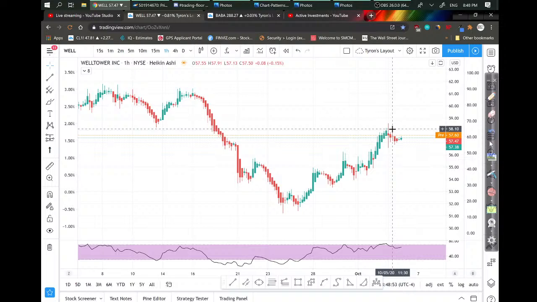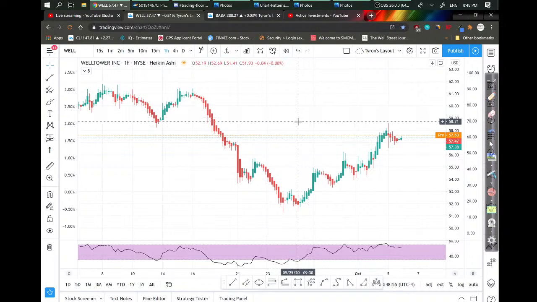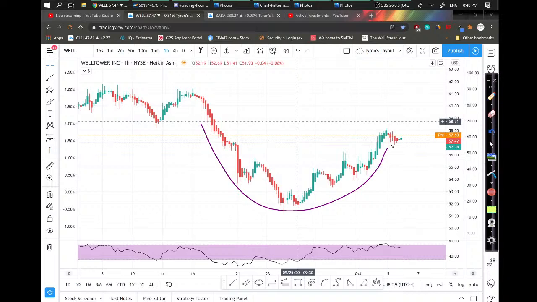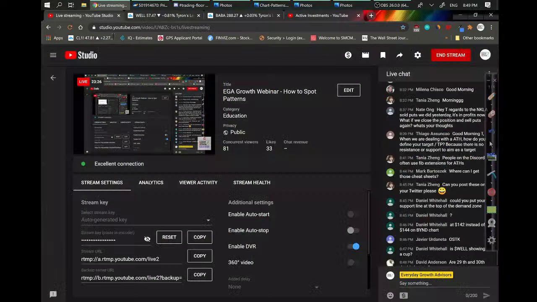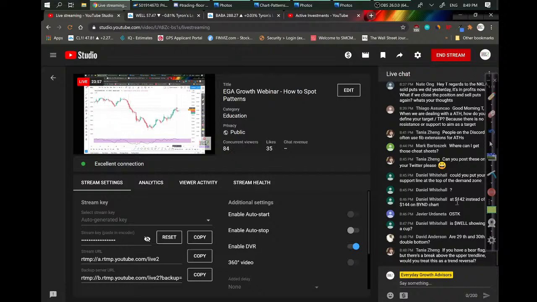Now, is this a cup and handle forming? Yes, it is. You can see this is basically the cup, and now the handle is forming. So this is a bullish movement. If the handle forms properly, then we'll see an extension to the upside. So that is a cup and handle. That's a good, well-spotted cup and handle there.